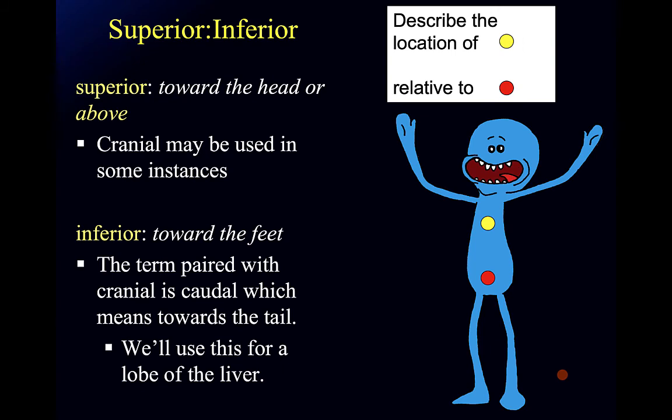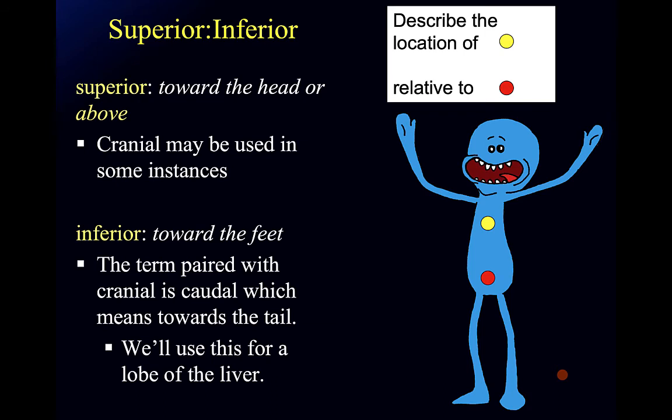Our next set of terms is superior and inferior. Superior meaning towards the head or above, inferior meaning towards the feet. So in this case, we've got our location of the yellow dot relative to the red. The yellow is above. We would therefore say it is superior to the red dot. The red dot, therefore, is inferior to the yellow dot.